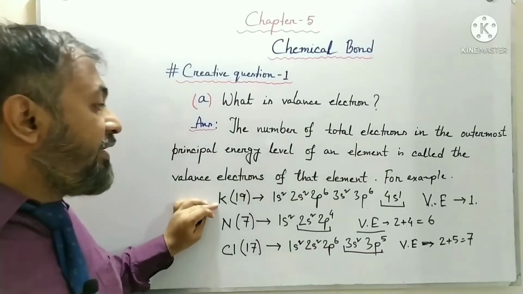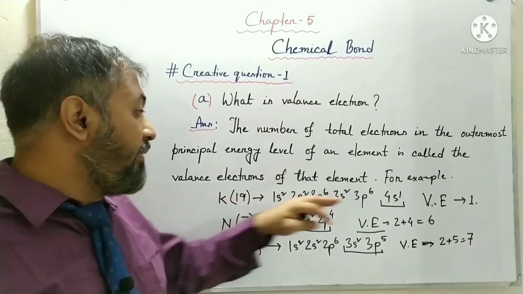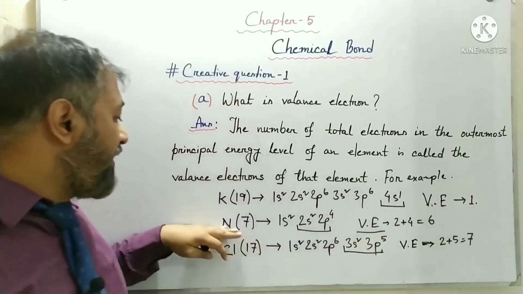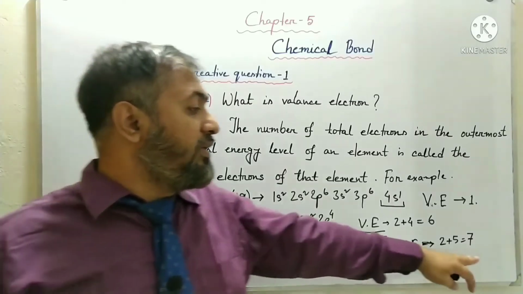So in case of potassium, the valence electron is 1. In case of nitrogen, the valence electron is 6, and in case of chlorine, the valence electron is 7.